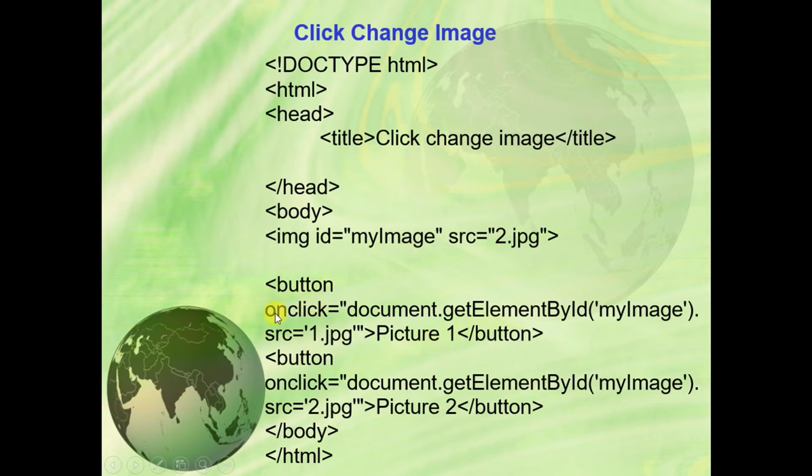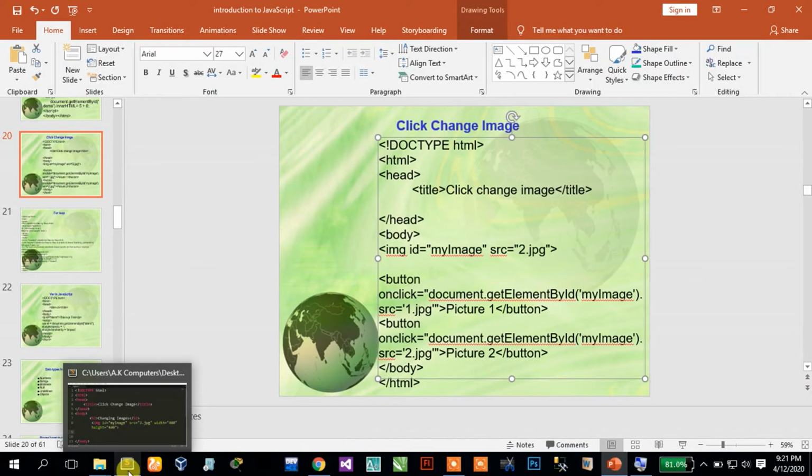Then button click. When I click picture one, one image is hidden and the other is shown. One image is shown and the other is hidden in picture 1 and 2. Button space is equal to onclick document, same function, only my image I'll call here, dot, the image name, 1.jpg. Okay, and picture 2. This is the image name and this is also the picture name. See how to do this.